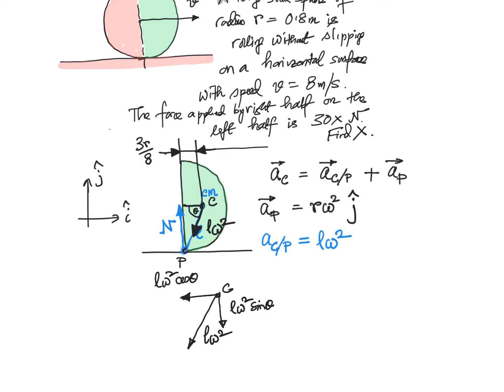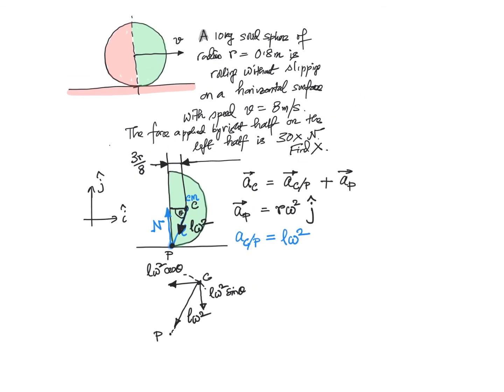This is the acceleration of C with respect to P. See, any two points on a rigid body, relative motion is circular motion. So acceleration of C with respect to P is towards P, L omega square. Now alpha is 0, constant speed of 8 meter per second. So alpha is 0. Therefore we get these two components. One component is L omega square sin theta. Other component is L omega square cos theta.